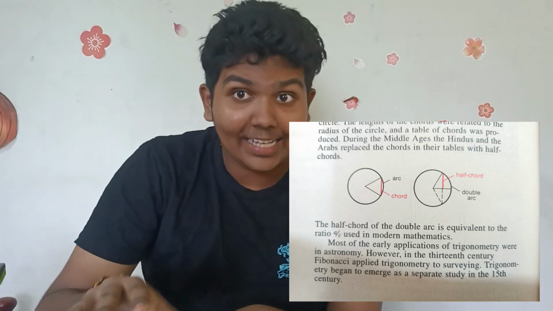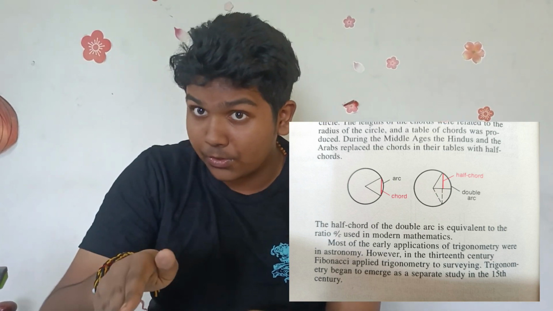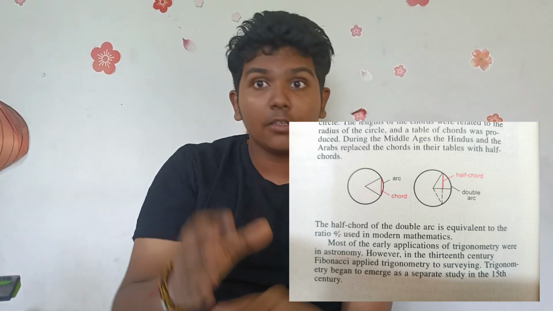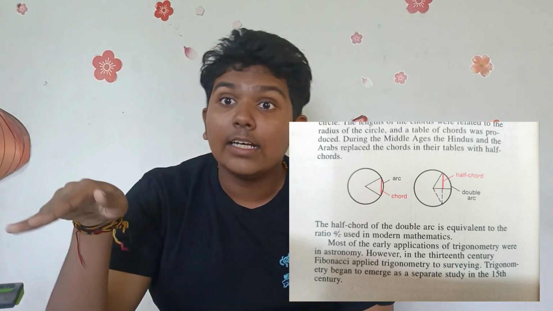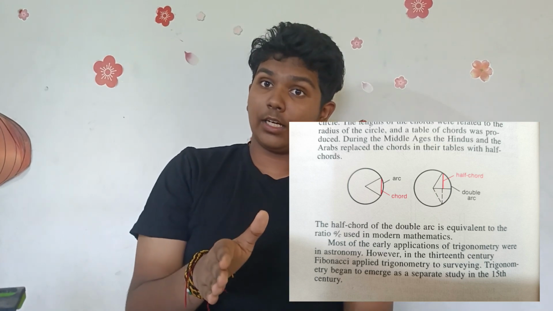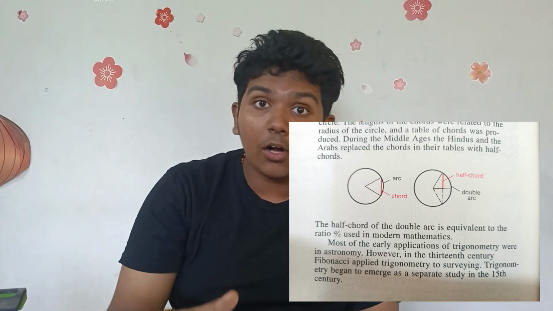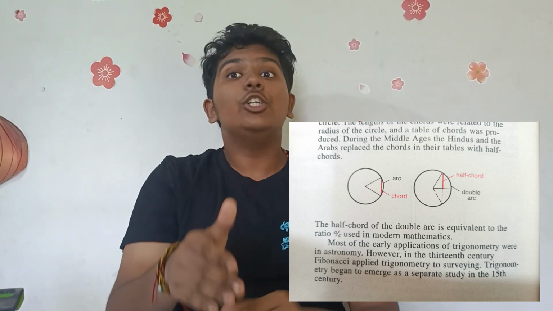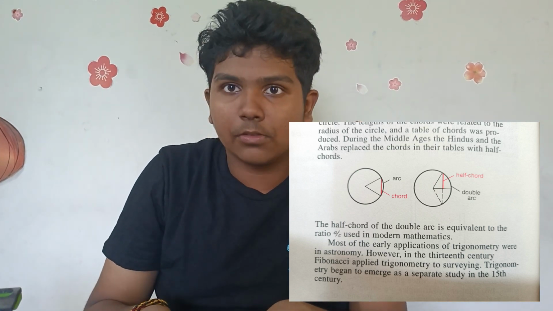During the Middle Ages, the Arabs and the Hindus in India used these half chords, as I said. You have the chords there, they split them to form the half chords, and they used that for their problems. That half chord is equivalent to the ratio A by C used in modern calculations.